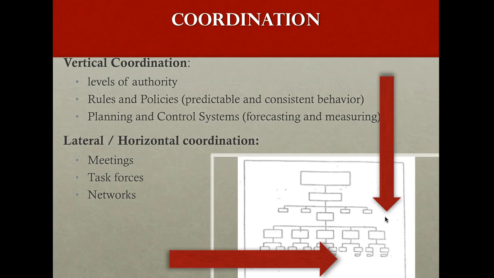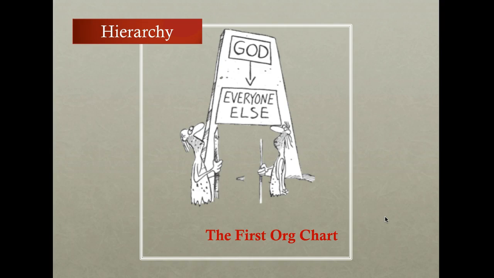Coordination can be both vertical and horizontal. Vertical coordination refers to the levels of authority, the rules and policies that are usually conducted from the top down, and the planning and control systems. We're going to talk about those a little bit here. Lateral, or horizontal, coordination refers to meetings, task forces, and networks within an organization. Here's the first org chart in terms of hierarchy. A lot of people start with an organization chart, and that is a part of structure in organizations, but it is not nearly all of it.